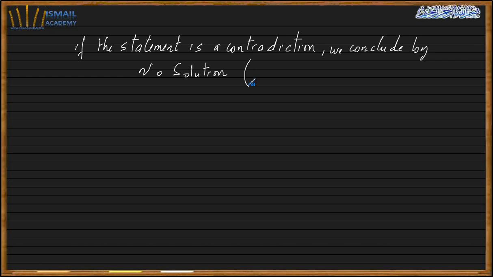Let me put here a reminder. When we have the absolute value of something less than a negative number, or less than or equal to a negative number, or we have absolute value less than 0, for example, we have both cases. In that case there is no solution because this is a contradiction.